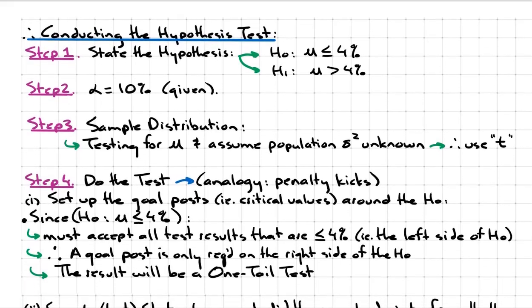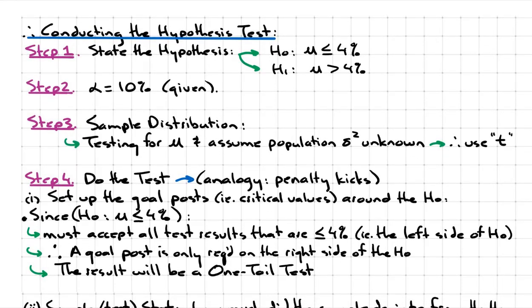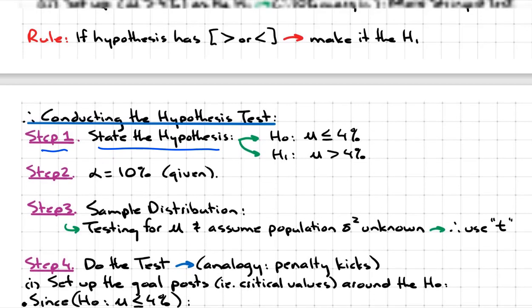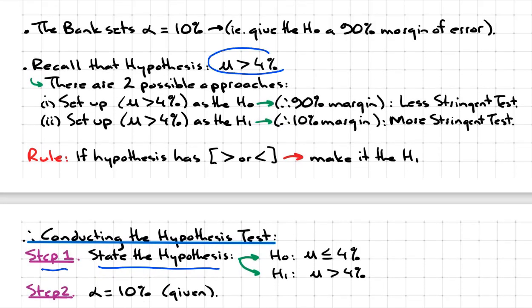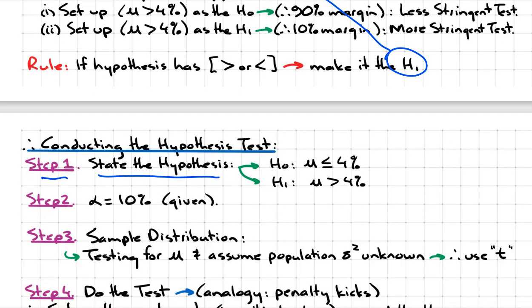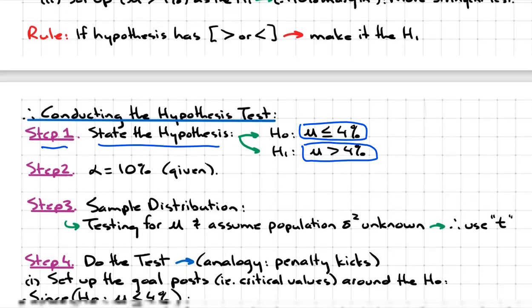I have the hypothesis steps simplified down to just 4 steps. And here it is. Step 1, we state the hypothesis. Now the hypothesis was that the population average is greater than 4, but since we see an inequality, we make it the alternative. And that's exactly what I did here. I took that hypothesis and I made it the alternative. Therefore, remember the alternative and the null are complements to each other. So if the alternative says the average is greater than 4, the null would say that the average is less than or equal to 4.